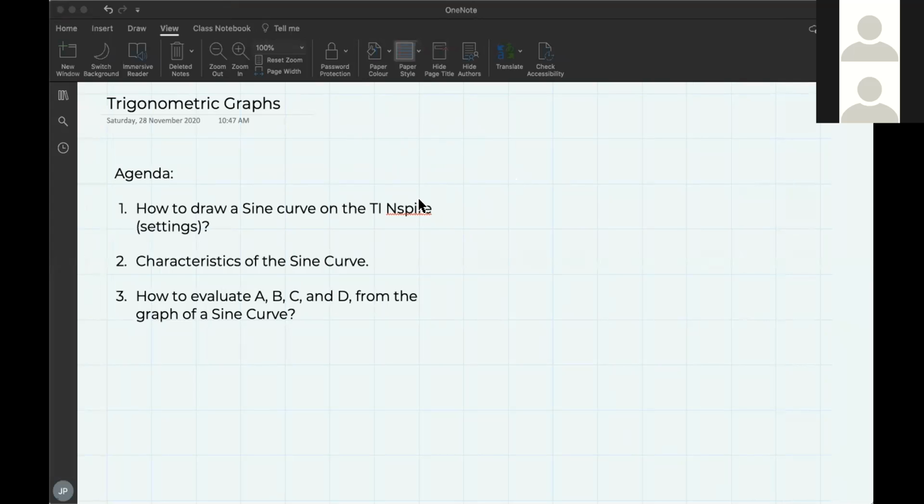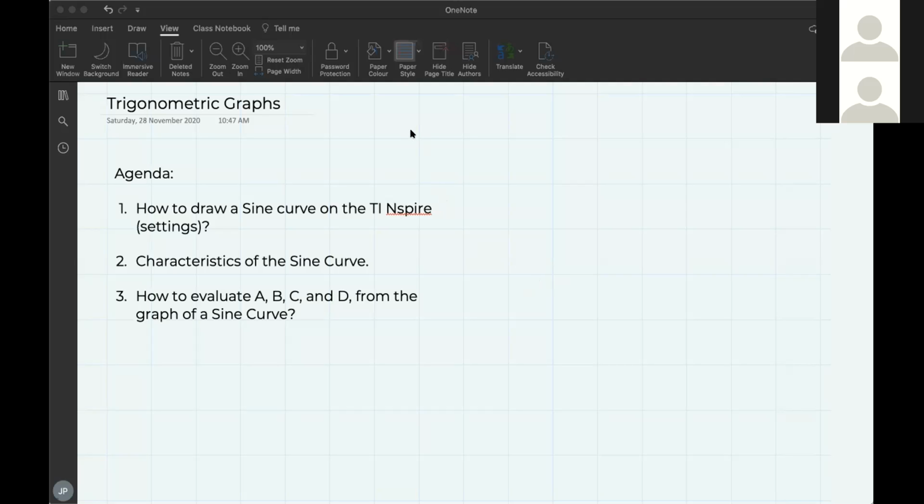The first thing I wanted to show you is how you draw it on your calculator. There's something to do with the settings. So if you have your calculator, has everyone got your calculator? It'll be really helpful. Let me first draw it on my OneNote, and then I want you to use your calculator to produce exactly what I draw on my OneNote.